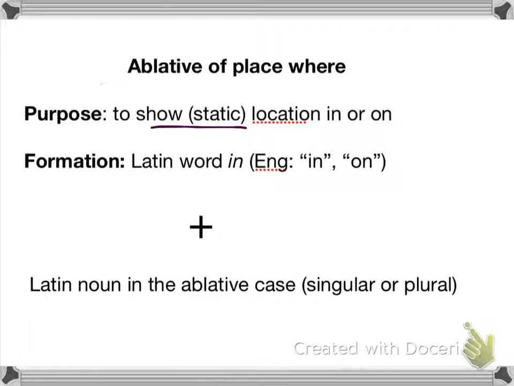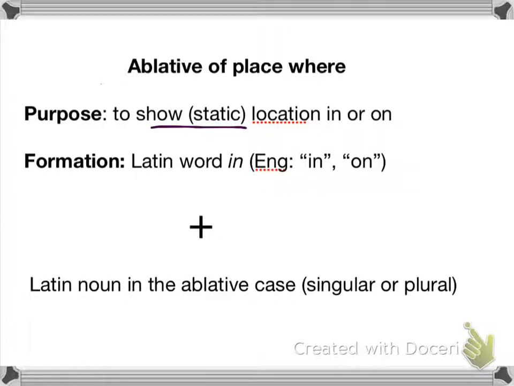Today we're going to start talking about the ablative case. The first thing we need to know about the ablative case in Latin is that we can never just say something is ablative. We always have to say it's ablative of something. So this year we're going to learn phrases like ablative of manner, ablative of means, ablative of accompaniment, and we're going to start today with ablative of place where.